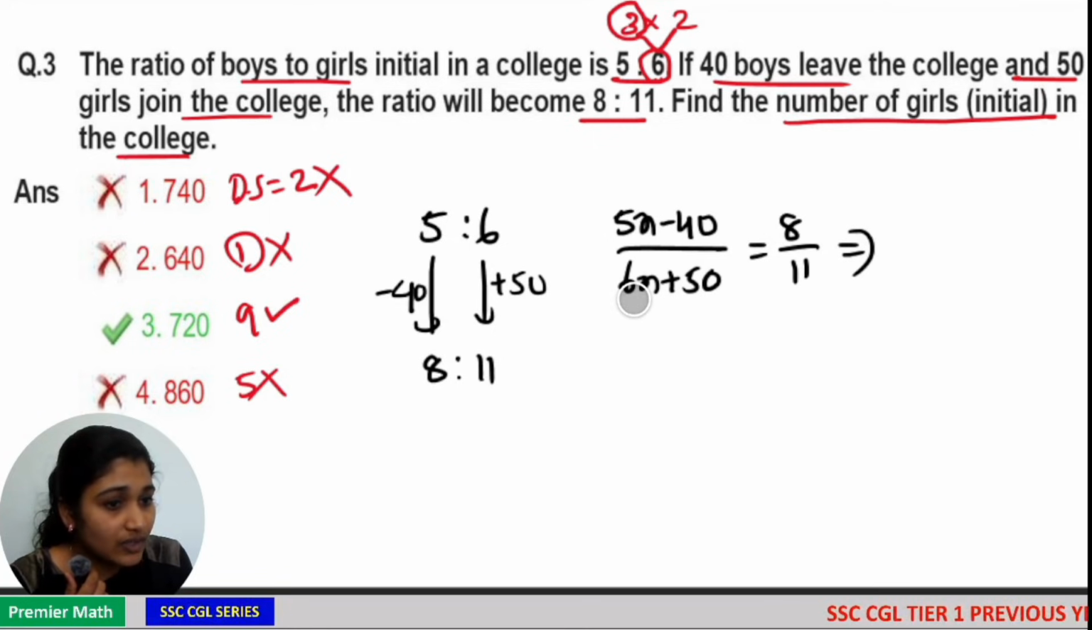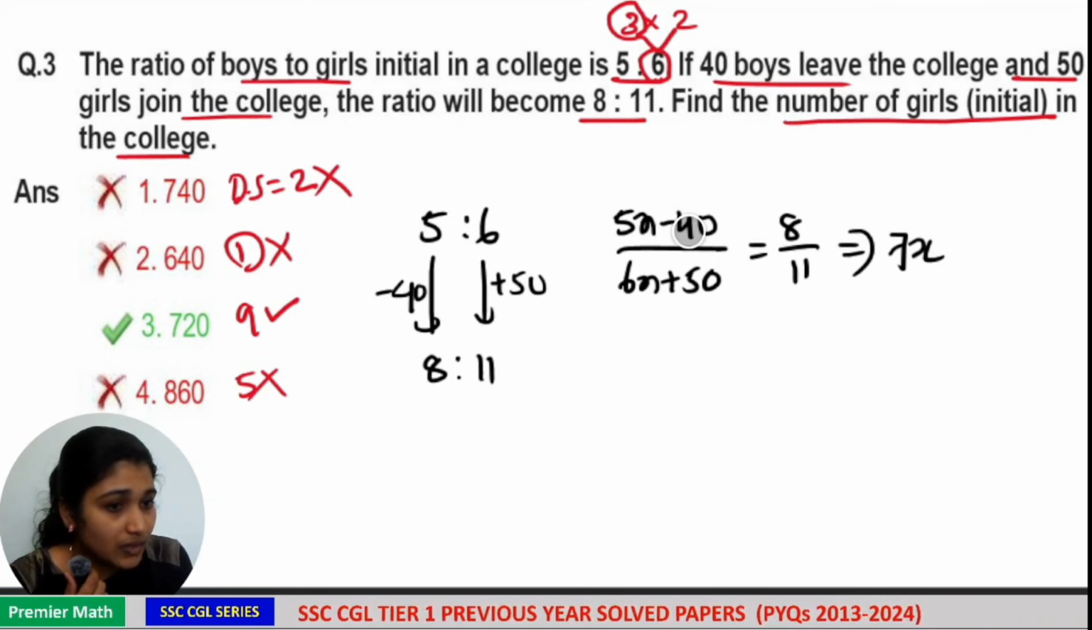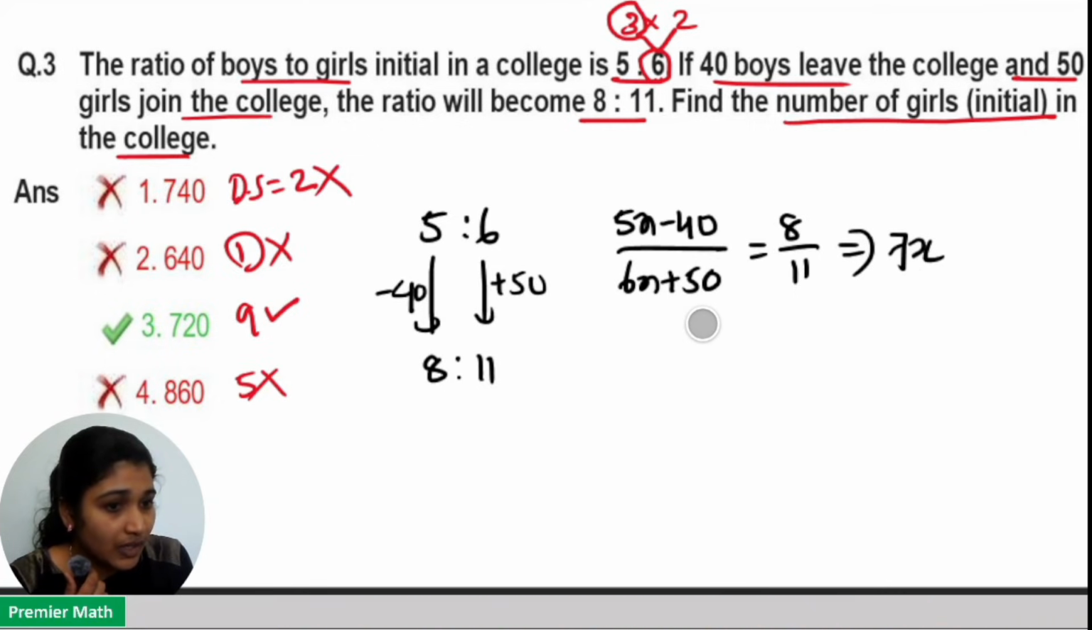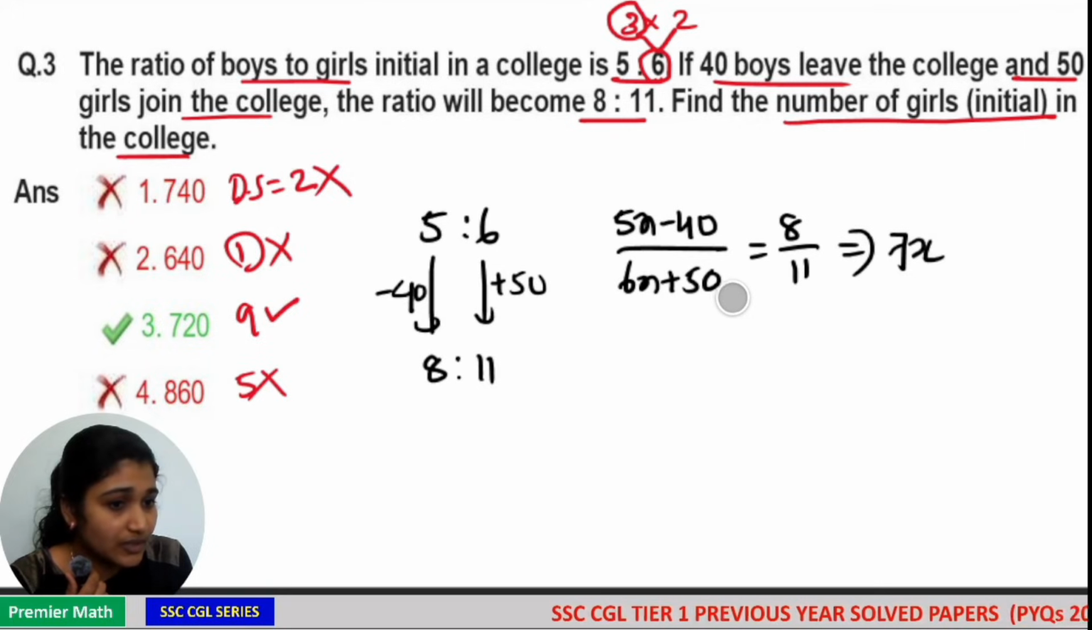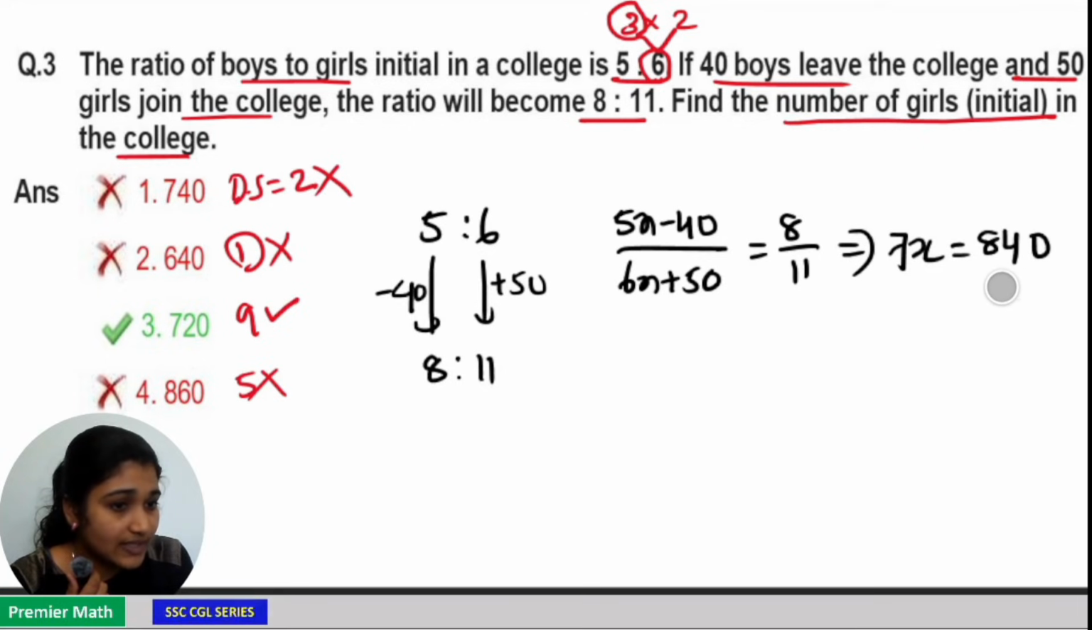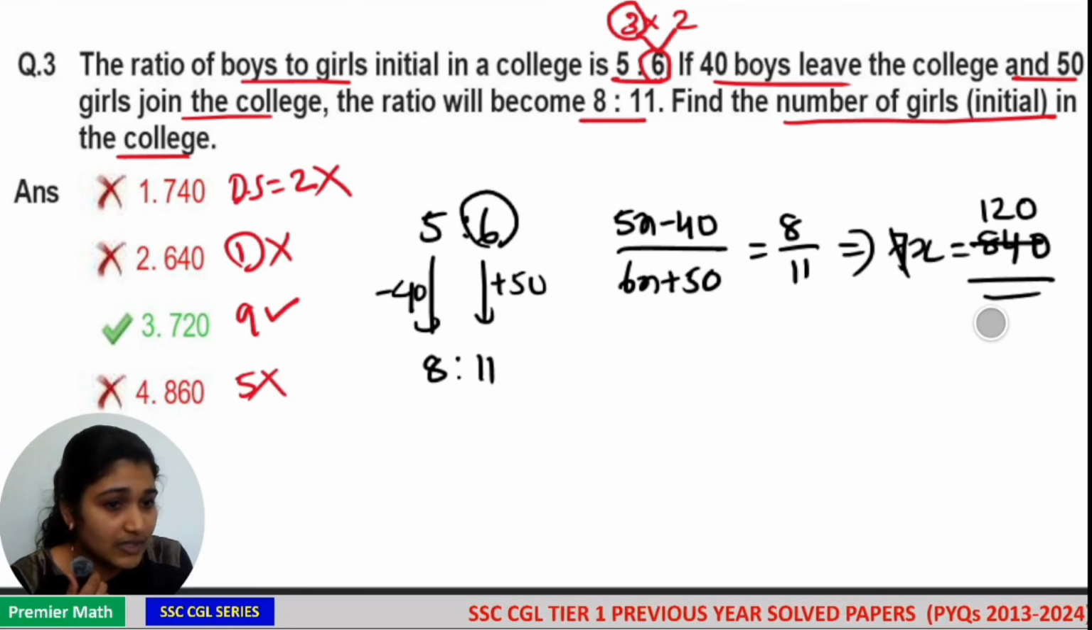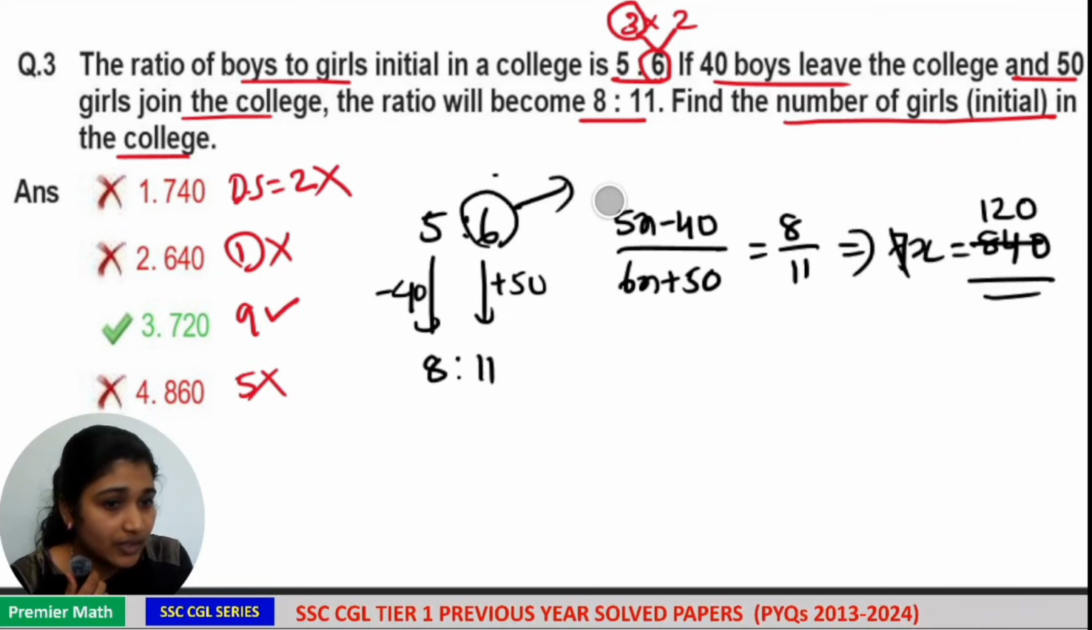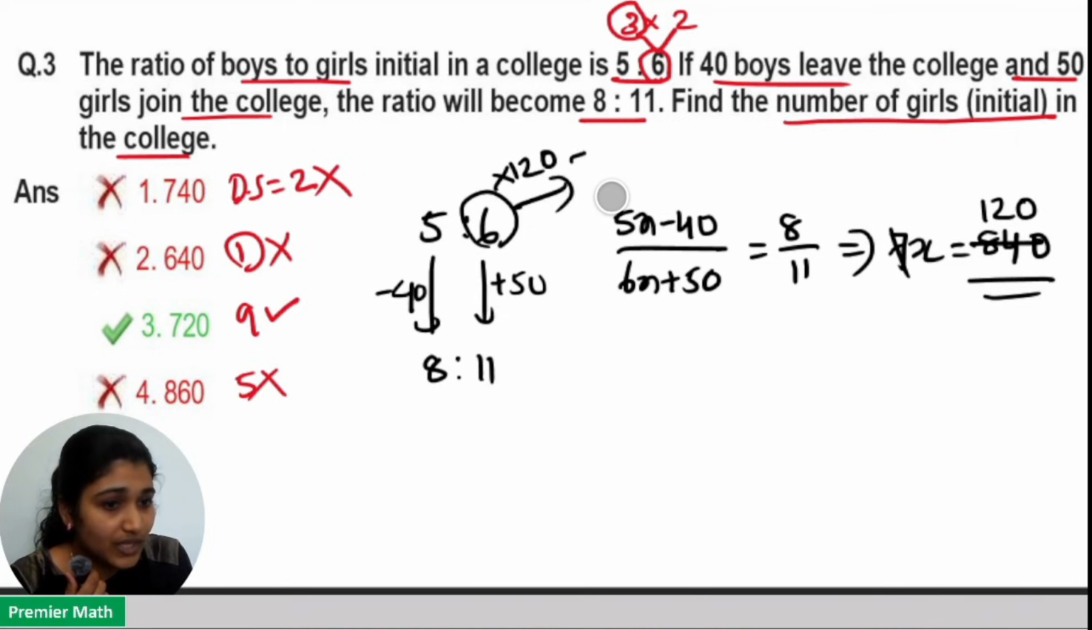55x minus 48x is equal to 7x in the numerator. Now transfer this term to the denominator. 11 into 40 is 440, minus 440 transferred to the denominator becomes plus 440, and 8 into 50 is equal to 400. 400 plus 440 is equal to 840, which is in the denominator, meaning in the RHS. 7 goes 12 times in 84, so 120 times in 840. x is equal to 120, which means 6x, the initial number of girls, is equal to 6 into 120, which is 720.